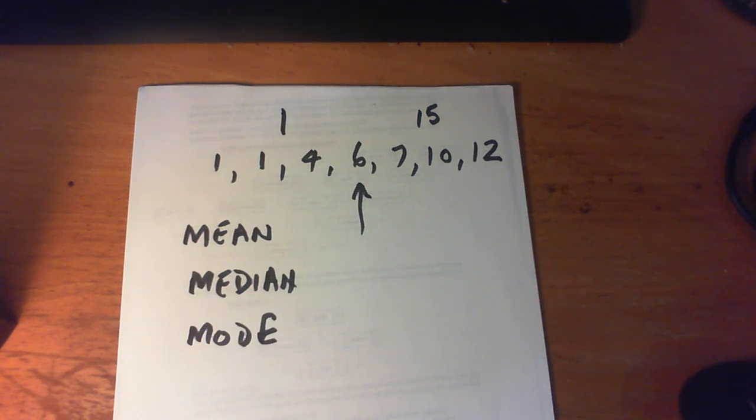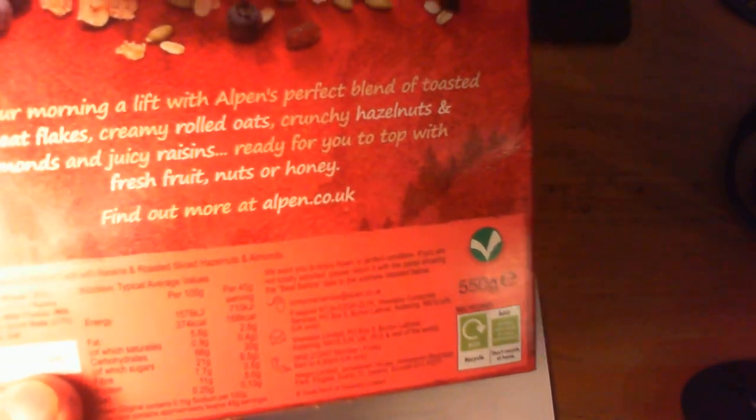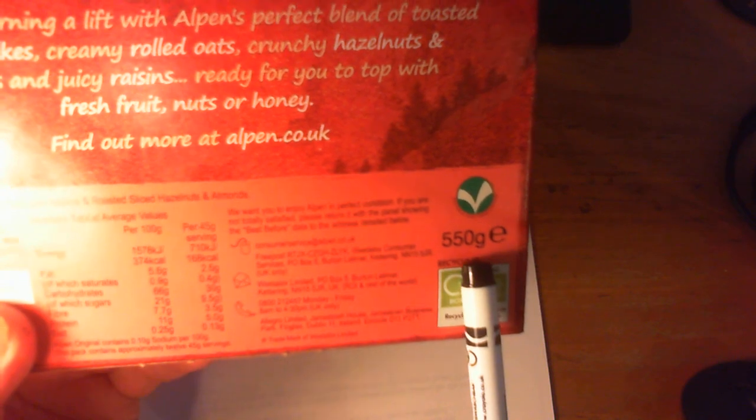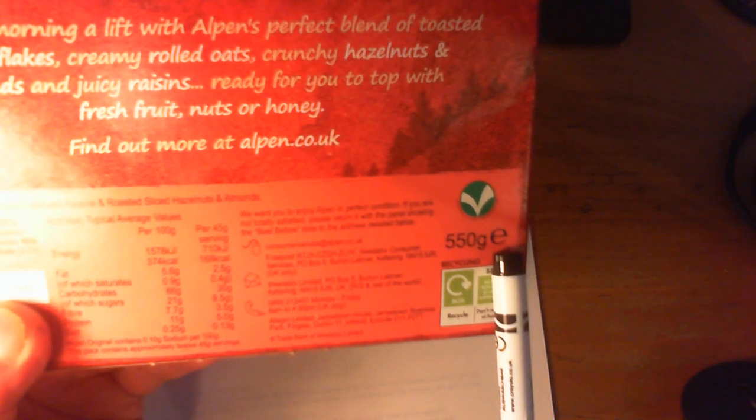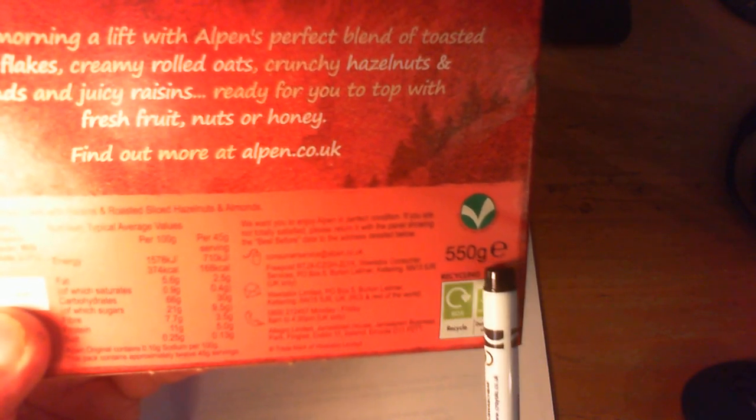Now, there's another reason why whichever average you're taking is of limited meaning by itself. You've got something like this. This is a pack of cereal. If you see down here, this is supposed to be 550 grams. Now, this little E here is telling you that this is an average.